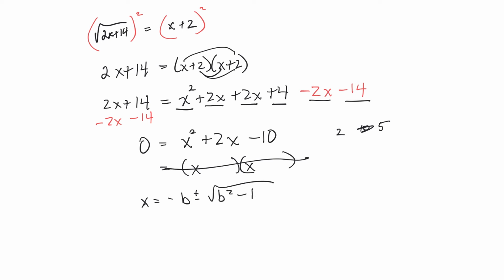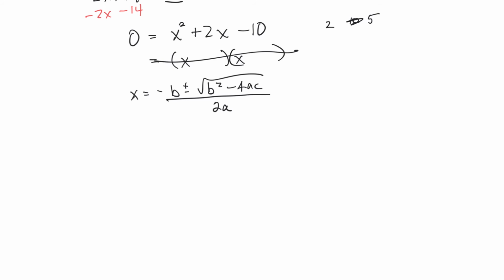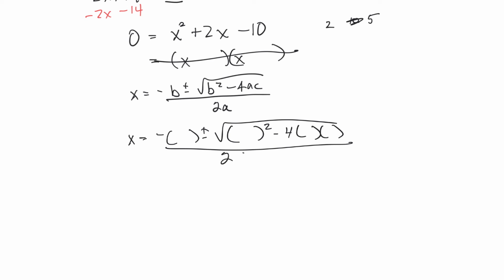B squared minus 4ac all over 2a. All right. So x equals minus b plus or minus square root b squared minus 4 times a times c, all over 2 times a. Okay, b is 2. So 2, here's another b, so that'd be a 2. A is 1 up front there, and c is a negative 10. Okay, and a on the bottom again is 1.